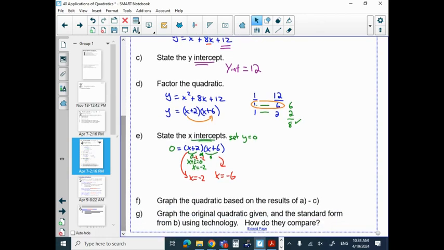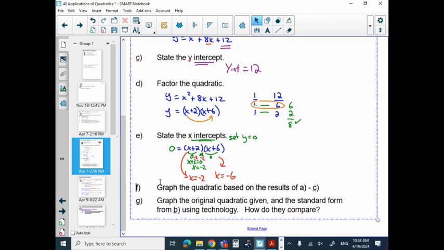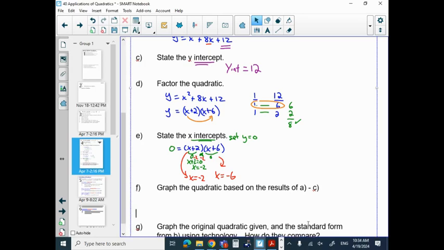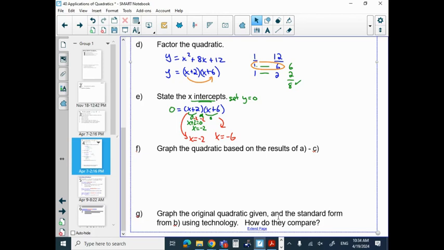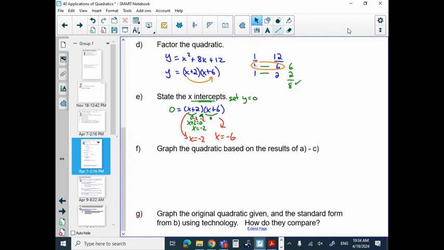And then after all that, this question just says to graph based on the results from A to C. We also could have graphed it based on transformations as well. So we can maybe talk about that afterwards. Basically, I maybe should use the word sketch because I'm not necessarily going to do a full detailed graph. So I have one nearby here.